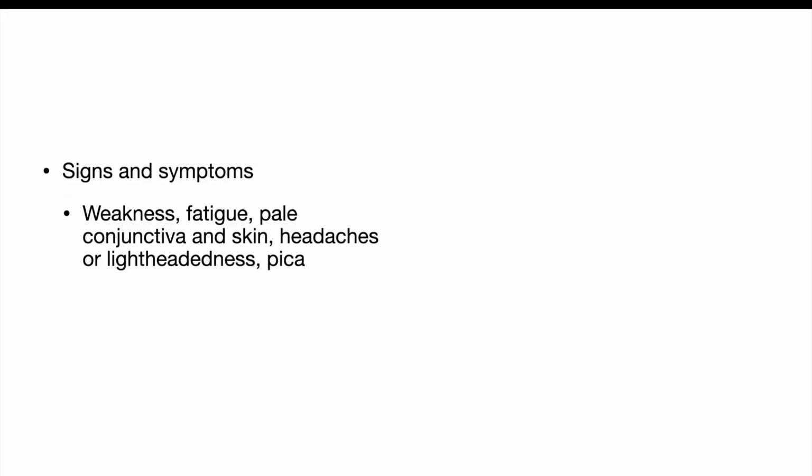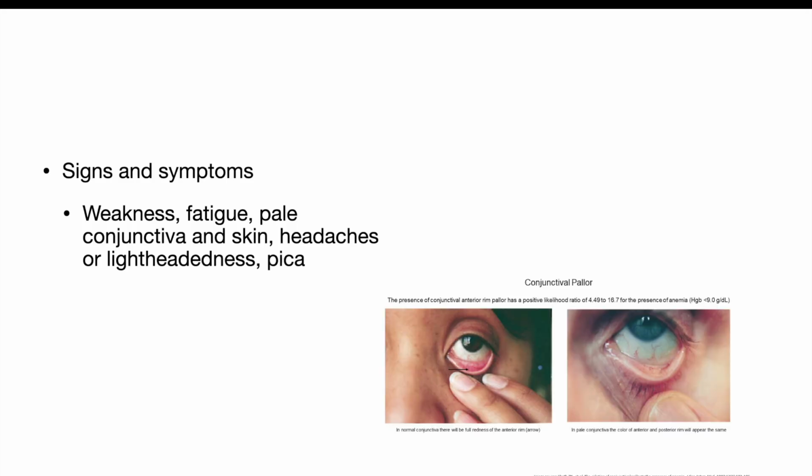And lastly, the signs and symptoms. These are just very general, broad symptoms that you would see with really any kind of anemia. So things like weakness, fatigue, pale conjunctiva and skin, headaches or lightheadedness, and pica.